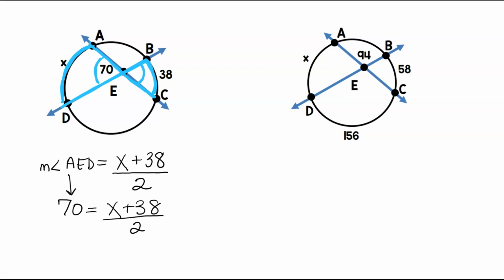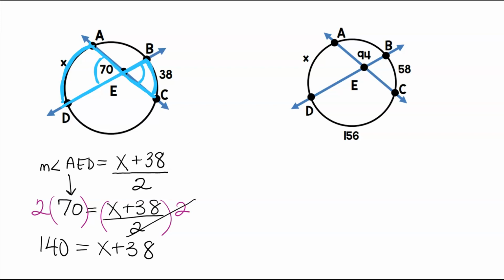And now I prefer to get rid of that denominator of 2. So if I multiply the right side by 2, I have to multiply the left side by 2, which gives me 140 is equal to, these 2's go away, they reduce to 1, and that leaves us with x plus 38. Now to get x alone, I'm going to subtract 38 from both sides, which means I'm left with 102. So that means this arc here is 102.